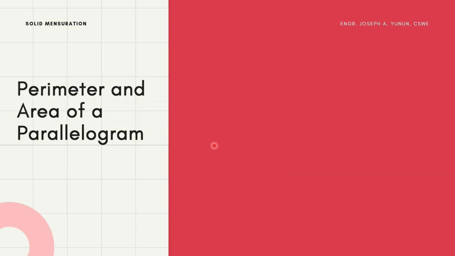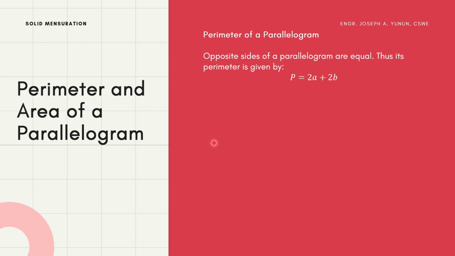So the perimeter and area of a parallelogram. For the perimeter, opposite sides of a parallelogram are equal. So you could say A plus B plus A plus B, right? You get this simple equation. So the perimeter is equivalent to twice the length of A and twice the length of B.